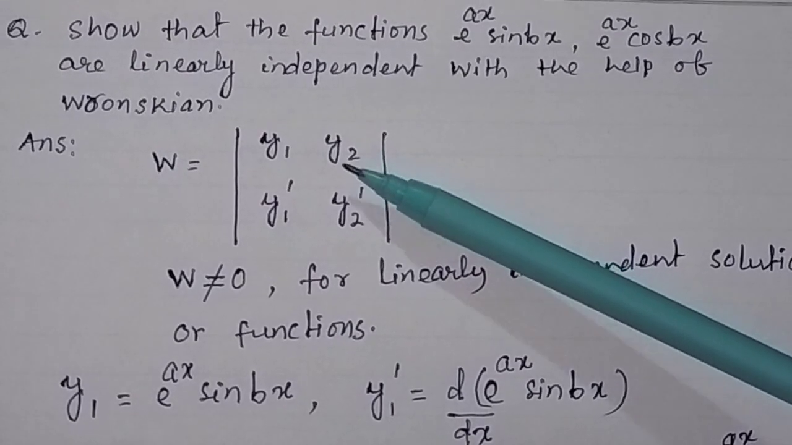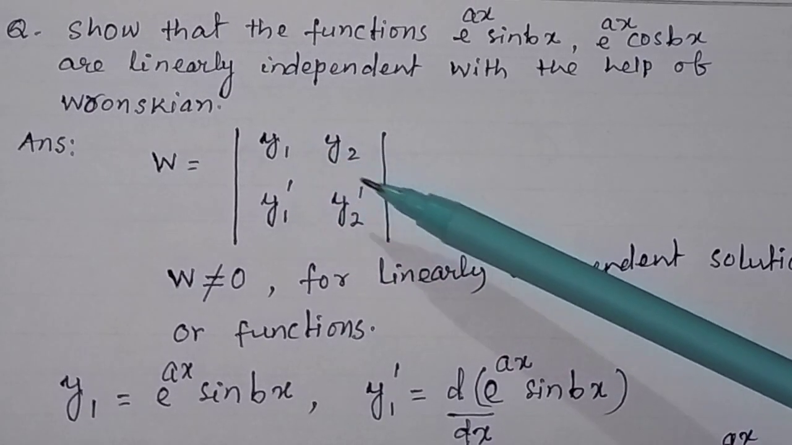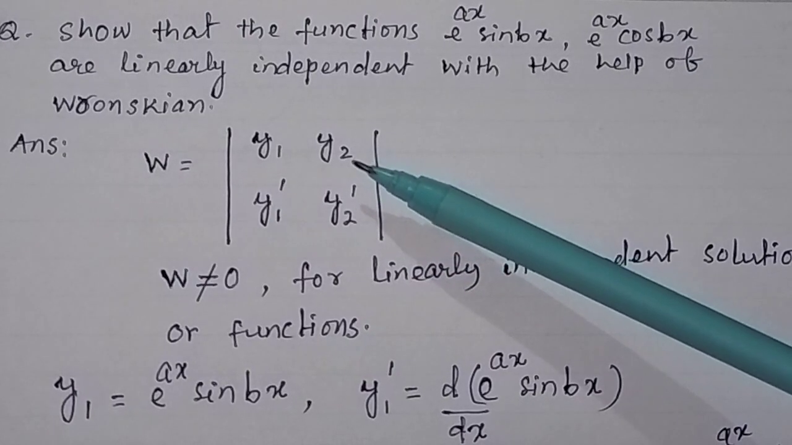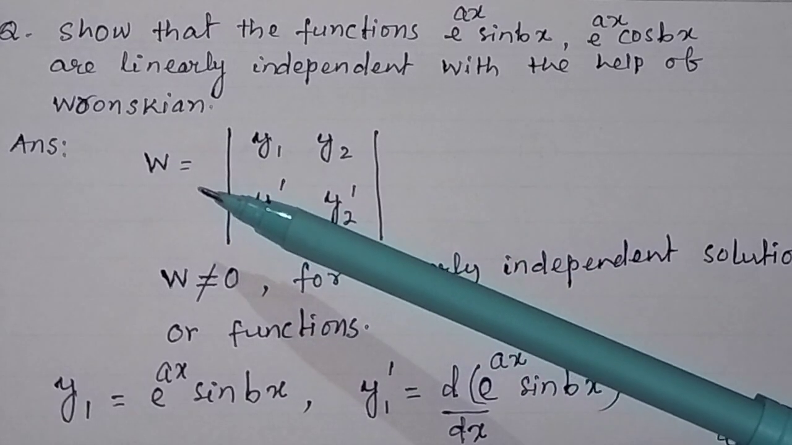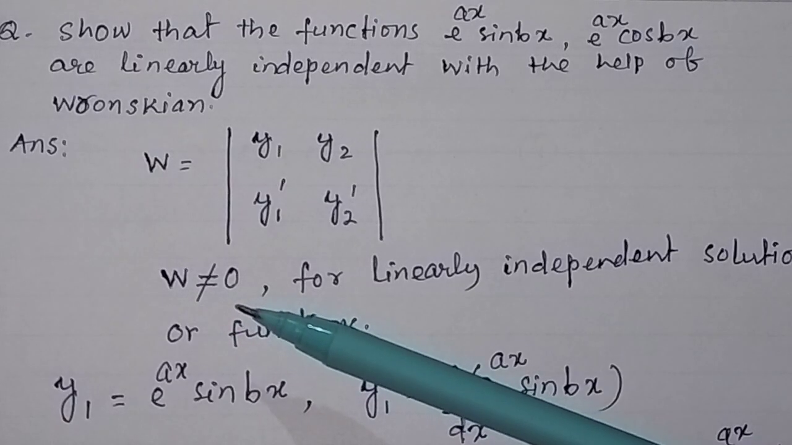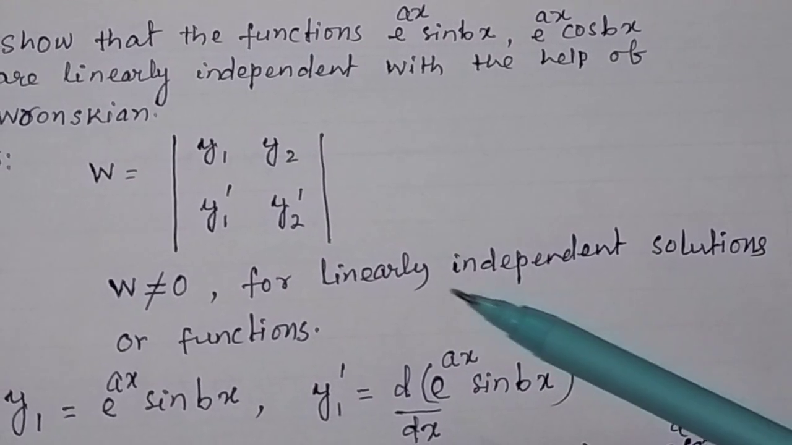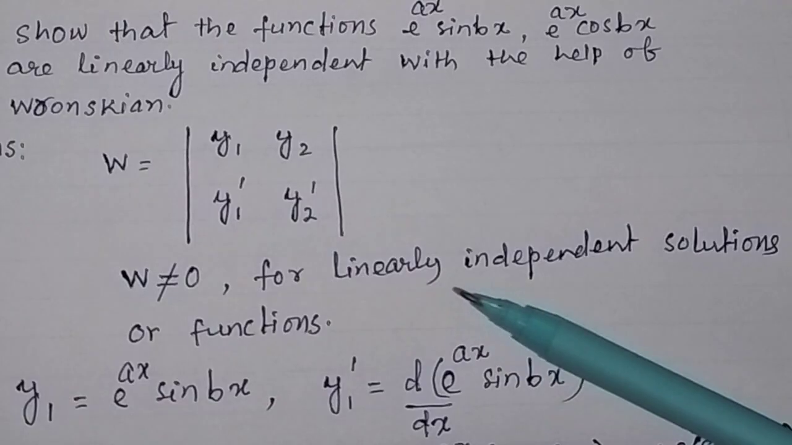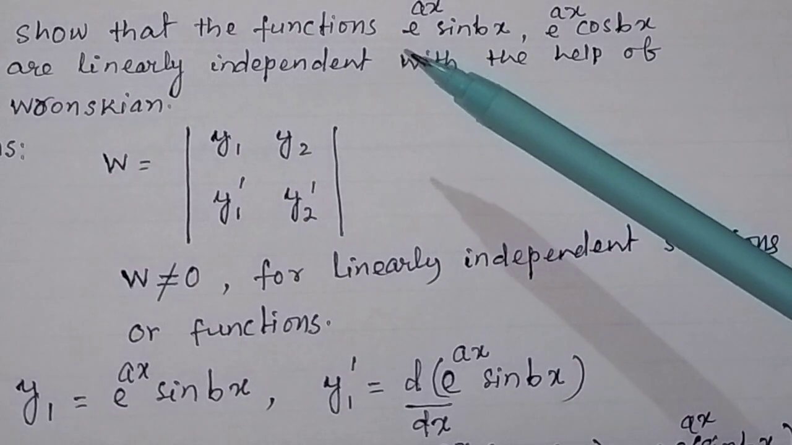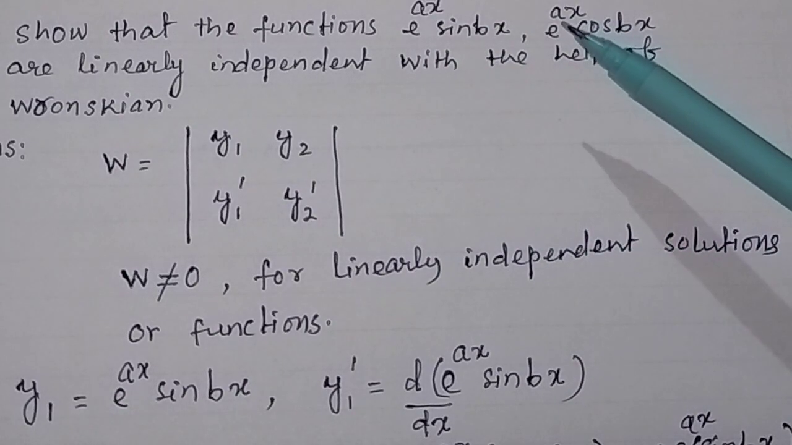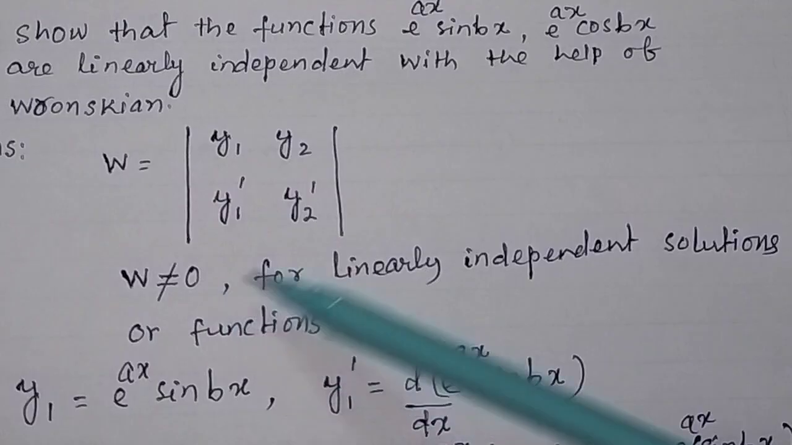solutions of the differential equation, and y1 dash is the first derivative of the solution y1, and y2 dash is the first derivative of the solution y2. If you find the determinant, that will give you the Wronskian. If the Wronskian is not equal to 0, then the solutions or functions are linearly independent, and if the Wronskian is equal to 0, then they are linearly dependent. Here we are asked to show that the two solutions of a differential equation are linearly independent, so we will show that the Wronskian is not equal to 0.